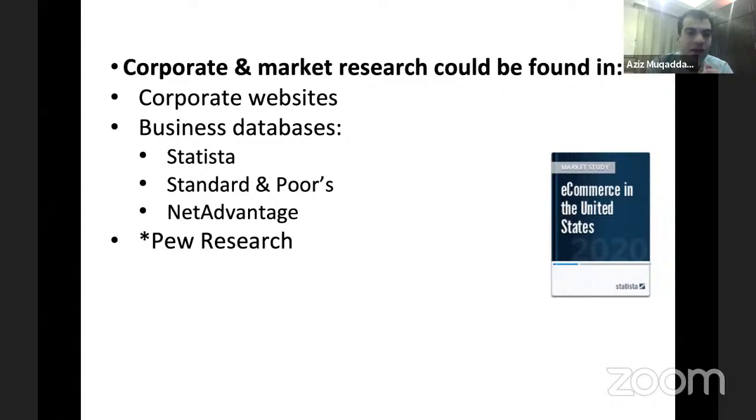There are other forms also of non-academic research that are closer to academic research, which is done by independent research organizations. One of them is Pew Research. Has anyone heard of Pew Research before?